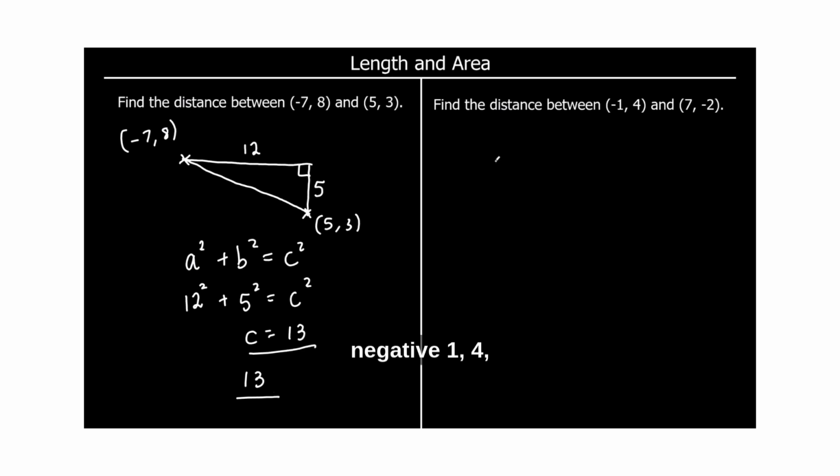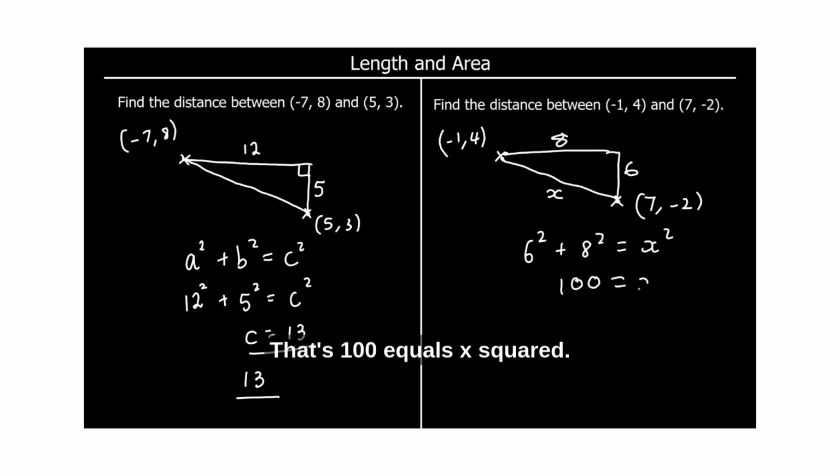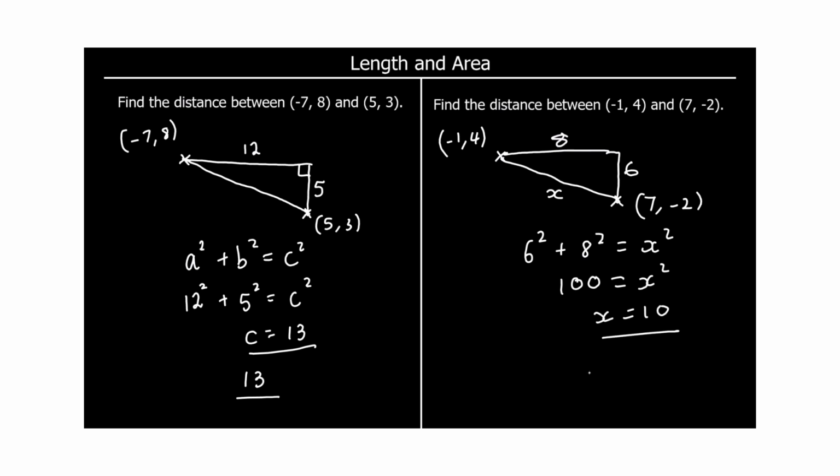So we've got (-1, 4) and (7, -2). So how far on the x? -1 to 7 is 8. 4 to -2 is 6. So we want to find the hypotenuse. And, well, it's a 3, 4, 5 triangle, doubled, so it must be 10. So 6 squared plus 8 squared equals x squared. That's 100 equals x squared. x must be 10. So it's 10 units.